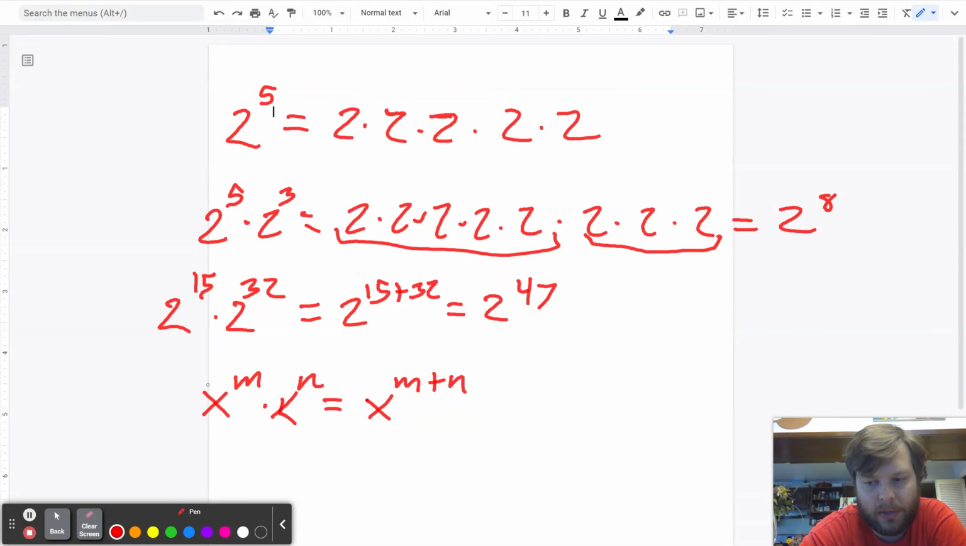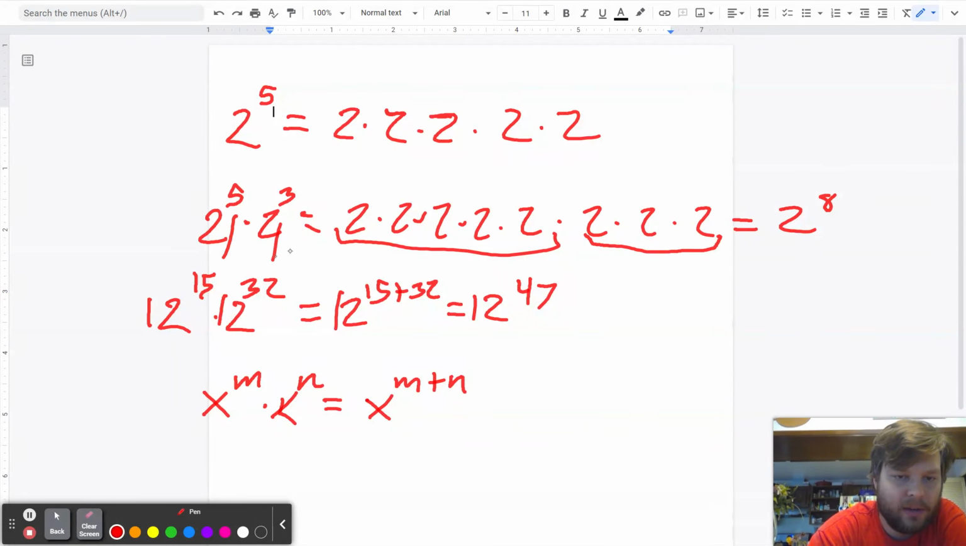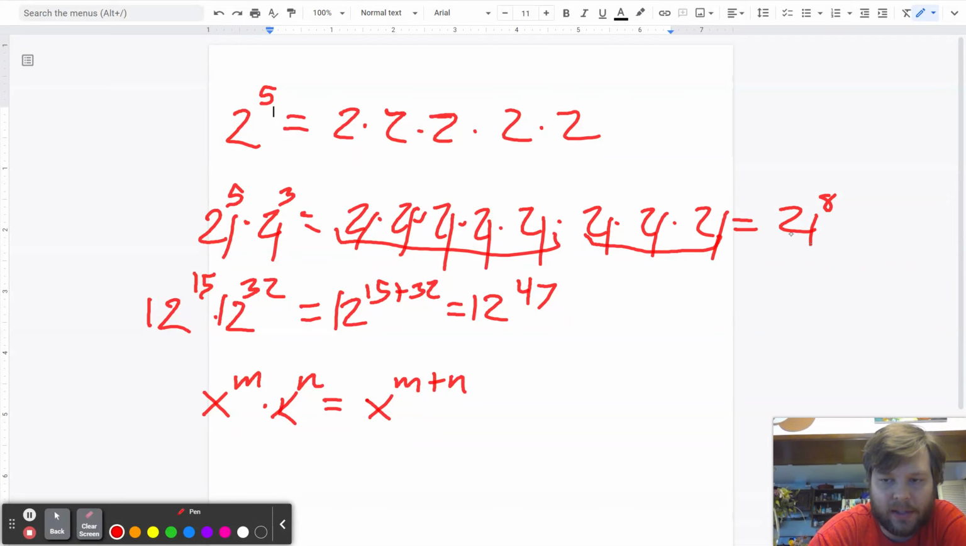And the reason that I switched from a 2 to an x is because this argument that I made wasn't really specific to the number 2. I could have done it with a 12 like this. I could have done it with a 4 like this, just changing all my 2's into 4's. And the same argument makes sense. So as long as the bottom number matches and you're multiplying, you can add the tops.